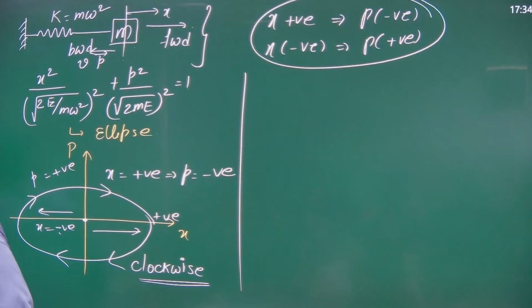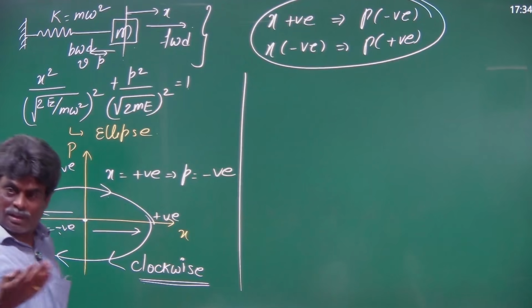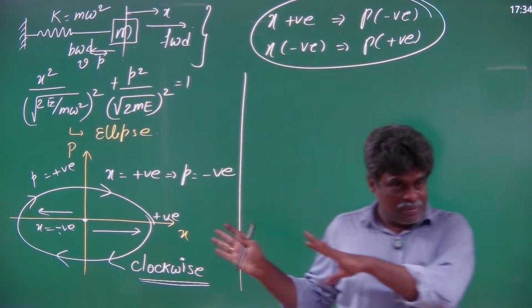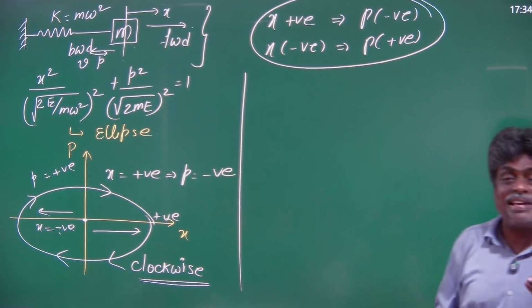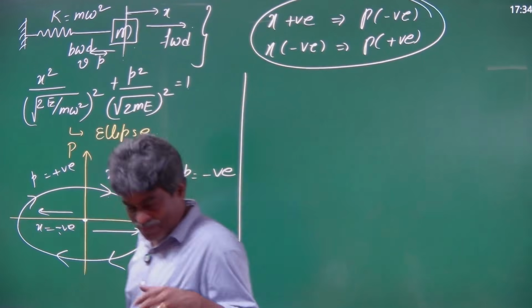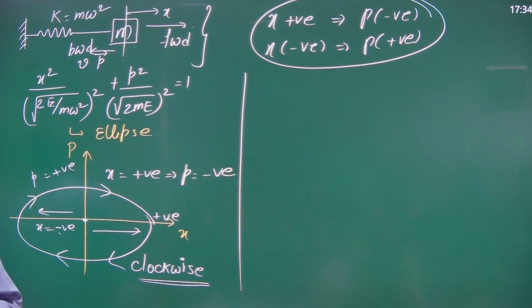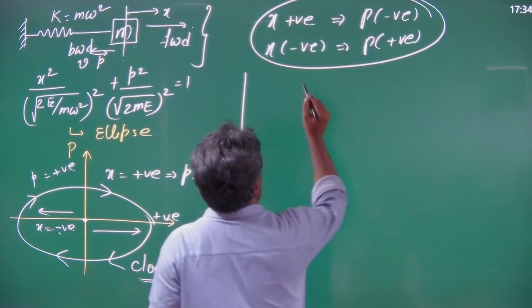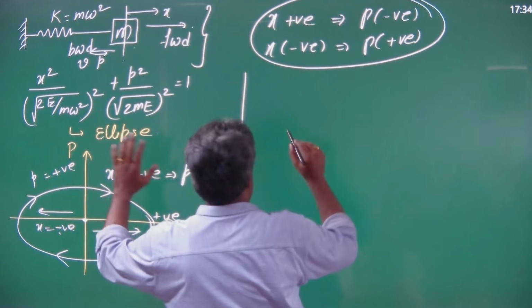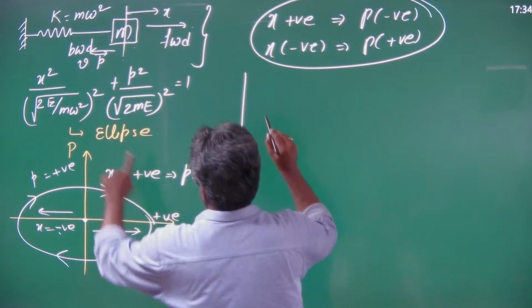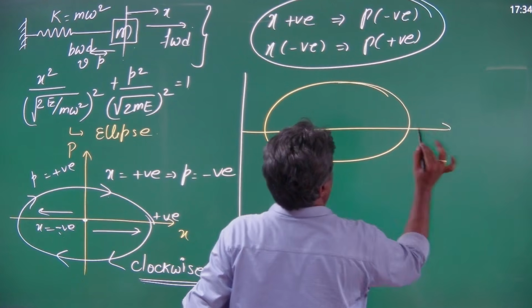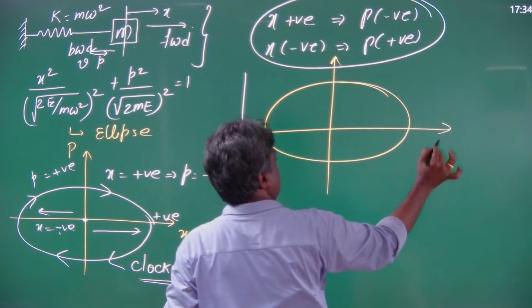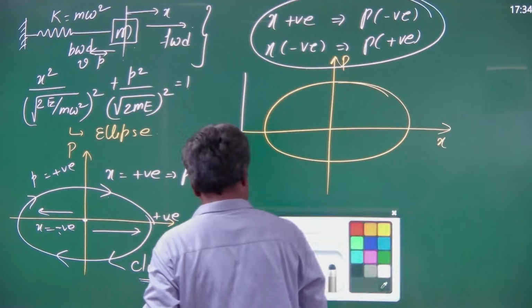Now here what we are discussing is why that amount of energy is absorbed. Do you understand what this is? Which diagram is it? Phase space diagram. Now again I am taking this elliptical path. This is x and this is p.